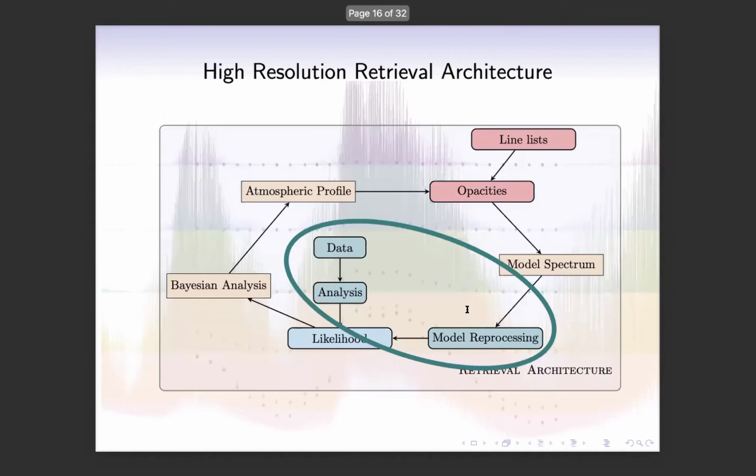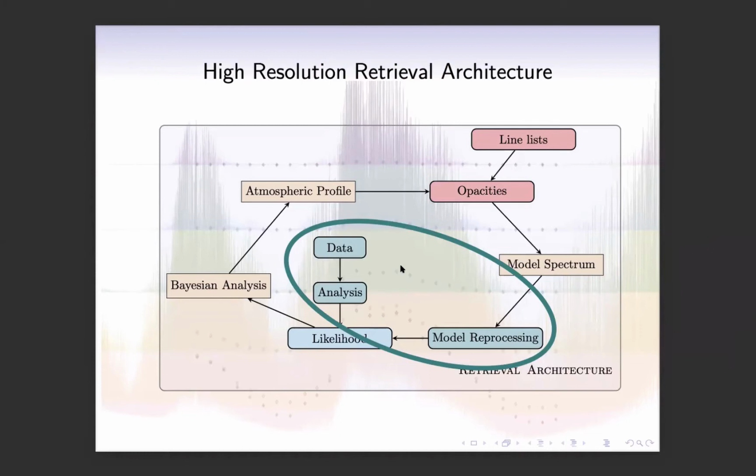So I've discussed the line list and the opacities. Got to make sure we get them right. Once we have them, we generate our model spectrum. The next thing is how do we actually convert that model spectrum into something like the high-res data? How do we reprocess the model? How do we analyze the data?